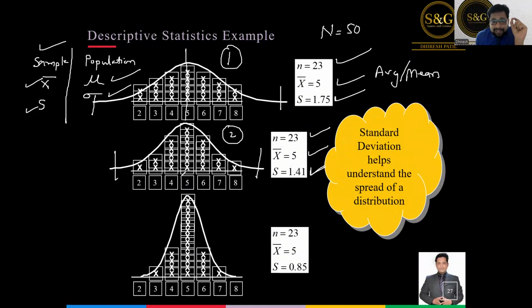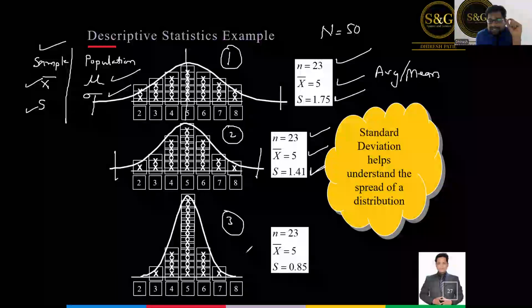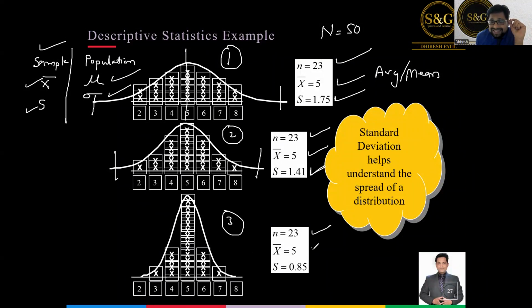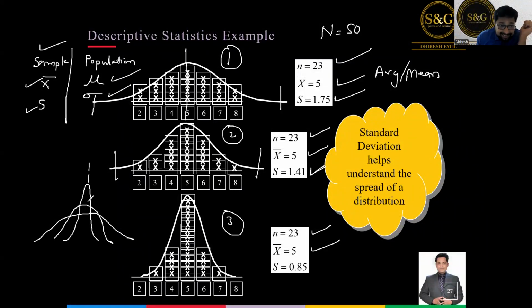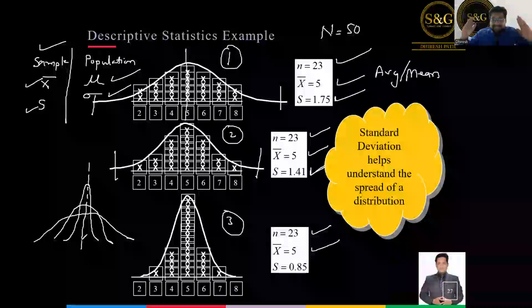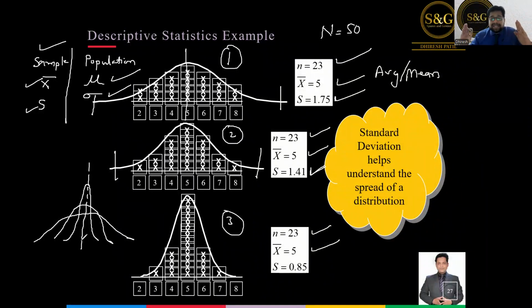Clear? Then look at this third diagram. Same number of data points, same average, but it has dropped even further to 0.85. What does it mean? Look at this spread, guys. Earlier it was like this, then like this, and then like this. As the standard deviation is reducing, the data is coming towards the center. Just type yes in the chat box. As the process is coming to the center, standard deviation is reducing.